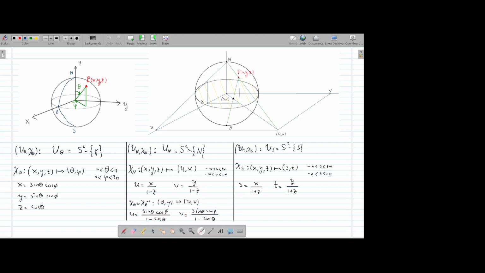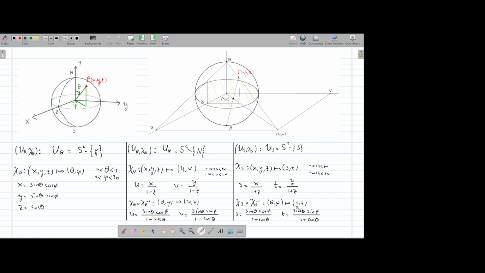Similarly, we can project the sphere onto the plane by considering a projection that uses the south pole instead of the north pole. So here we consider the line that goes through the south pole and the point under consideration, and the point (s, t) on the xy plane, which is the intersection of this line with the plane, defines coordinates s and t for the point P. You can show that the relation between x, y, and z and s and t is this one, which is defined everywhere except at the point where z equals -1, which is the south pole.